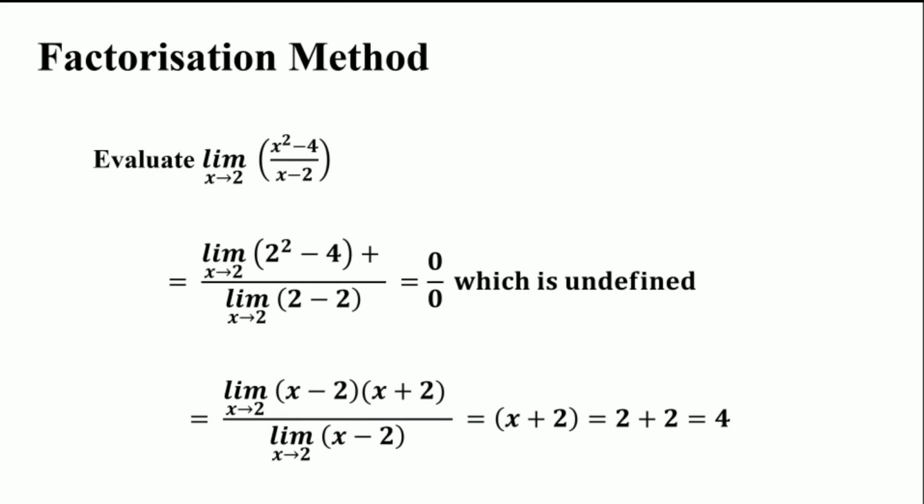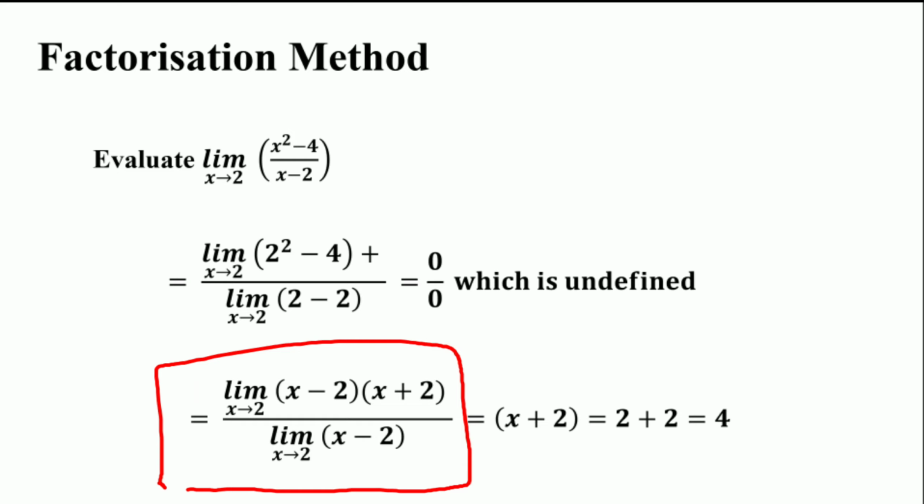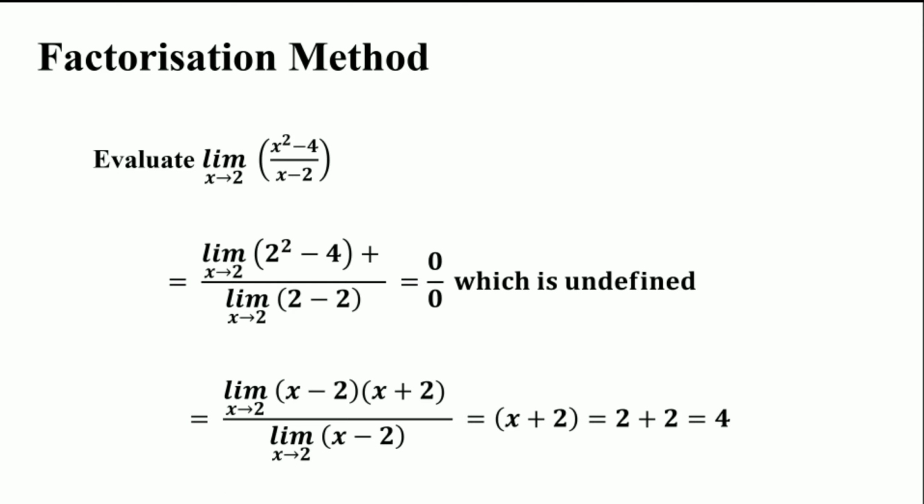So we can write it as the limit of x minus 2 into x plus 2 where x approaches 2, divided by x minus 2. Here x minus 2 and x minus 2 will be cancelled. Then the limit of x plus 2 where x approaches 2. Putting x equal to 2, it becomes 2 plus 2, which is equal to 4. So this is the factorization method.